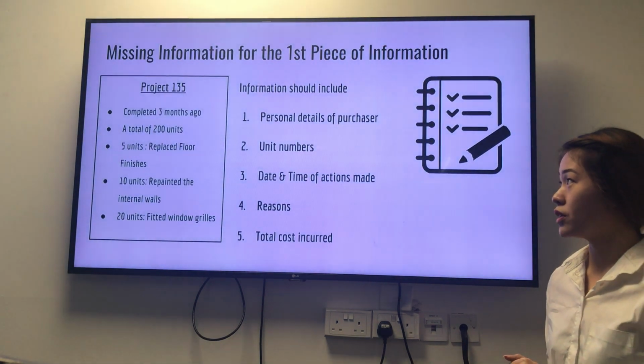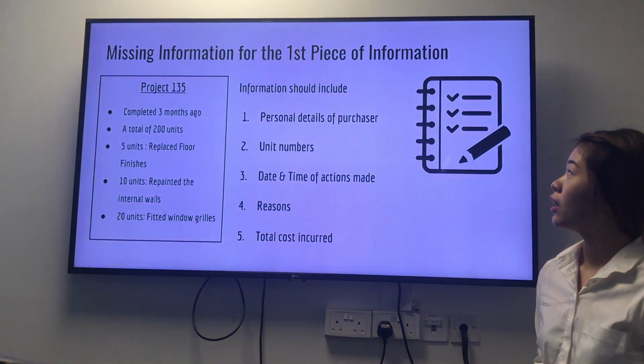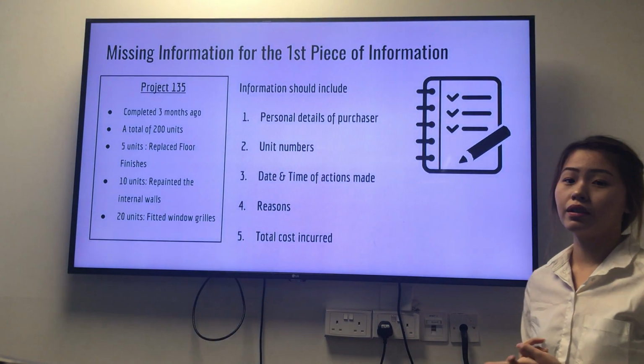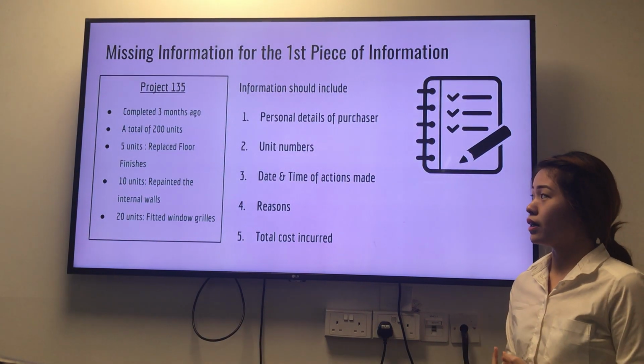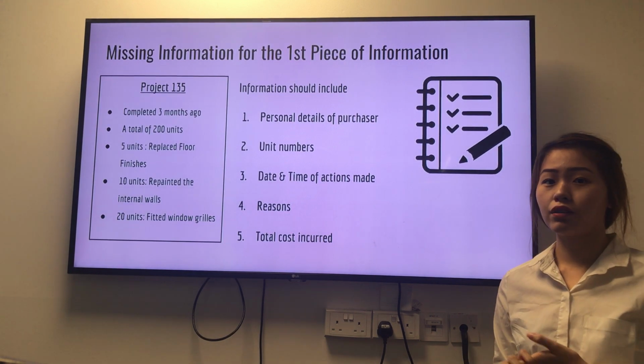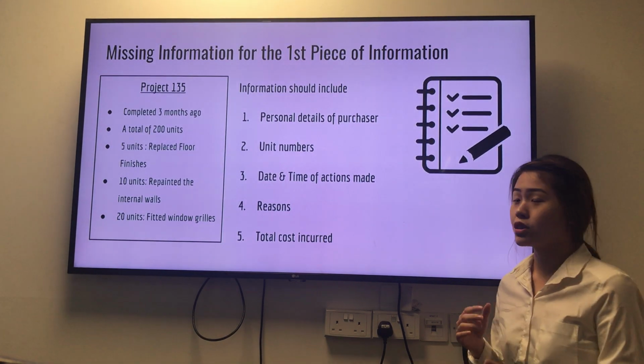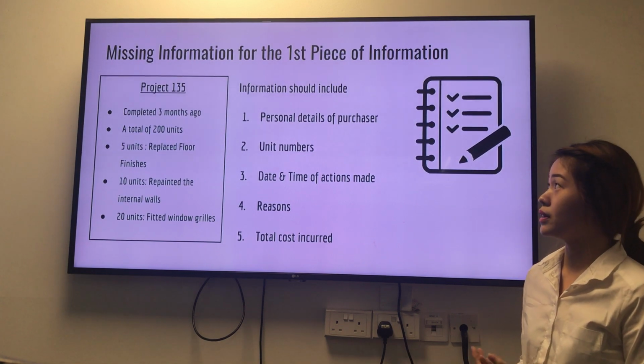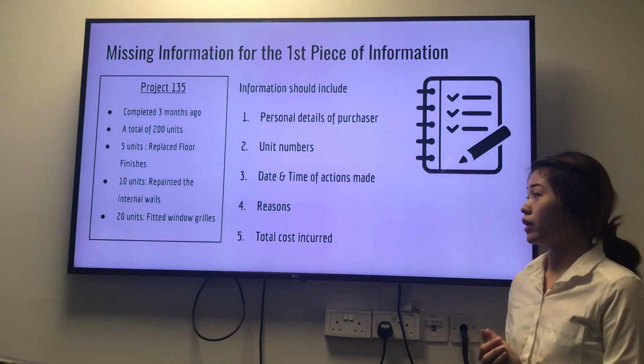And for the missing information in Project 135, the information should actually include the personal details of the purchaser, unit numbers, date and time of actions made. This is to sieve out which units have problems so that it will be easier for the developer to rectify the problems.